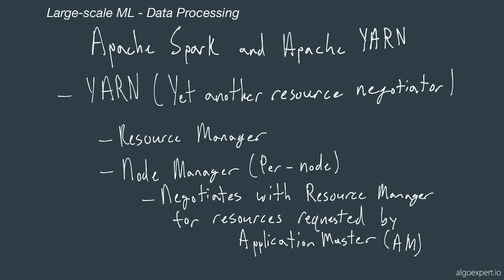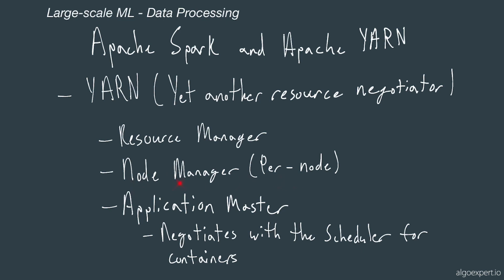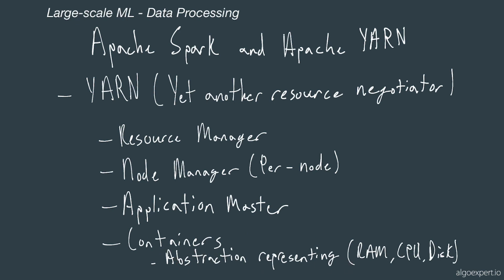A node manager, which will be present per node as opposed to the resource manager, in which there will only be one per cluster, negotiates with the resource manager for resources requested by an application master. As well, it reports resource usage to the resource manager such that the resource manager knows whether or not to assign more work to that particular node. Finally, the application master, which was mentioned under the node manager, is going to negotiate with the scheduler in the resource manager for more containers or more compute power. So here, containers are just an abstraction representing some RAM, CPU, or disk.